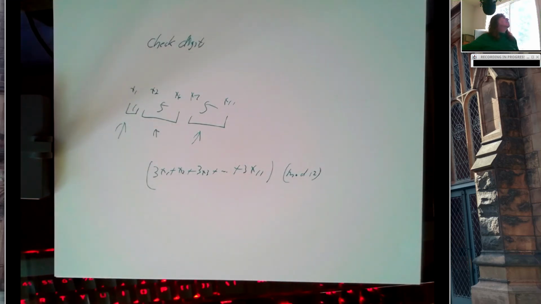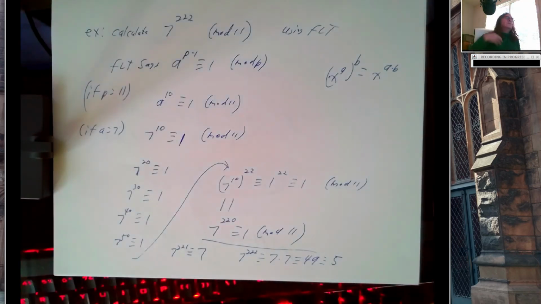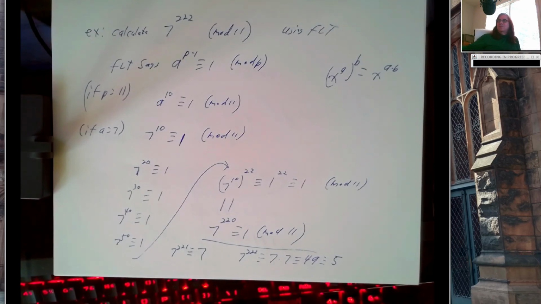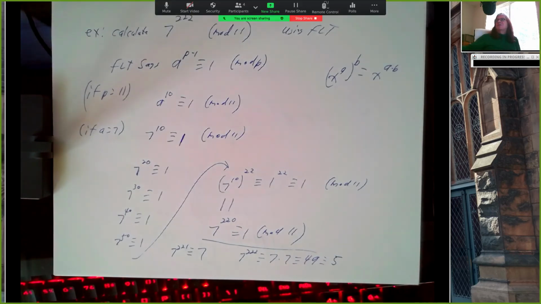What is that last piece of the Fermat's little theorem doing the 7 to the 222? Can you show that screen? Let's see. That one? You're not sharing. Oh, I stopped my share. There we go, that one.